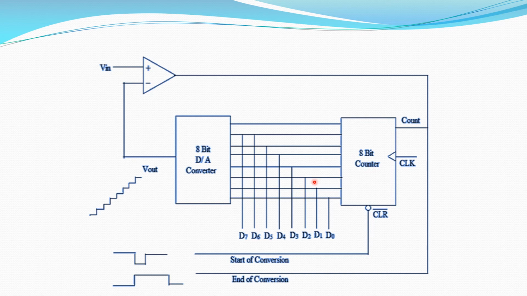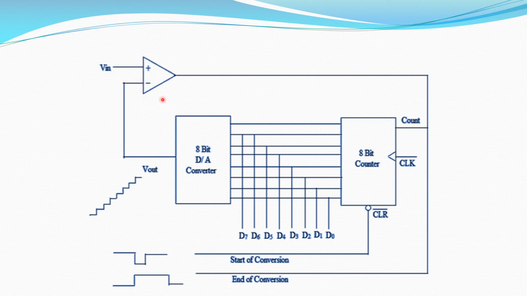Since the output of this counter drives the digital to analog converter, the converter output is a positive voltage staircase like this. So when D0 is 1, there is a voltage level. When D1 is 1, then another high voltage level. D1 and D0 are 1, another voltage level. So like this, V out gradually increases. Here we can see that this is one of the inputs for this comparator.